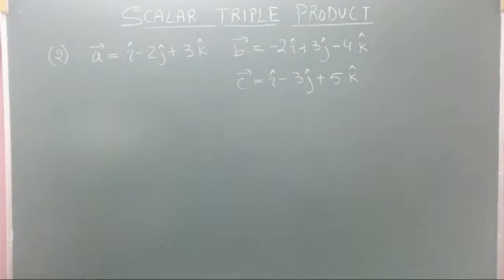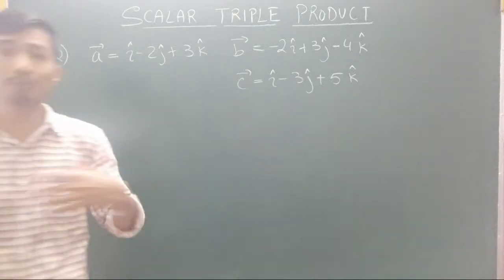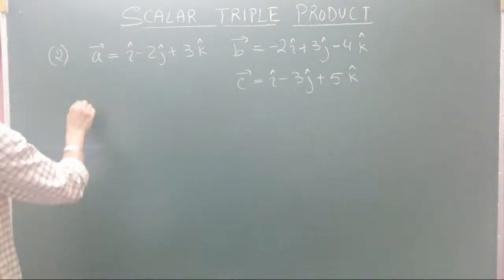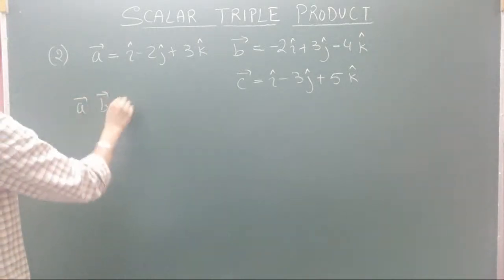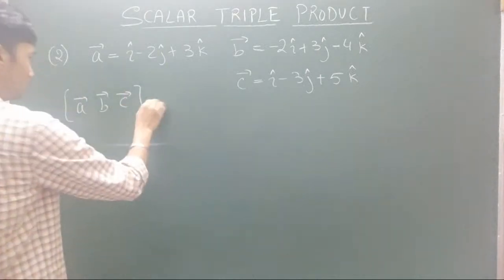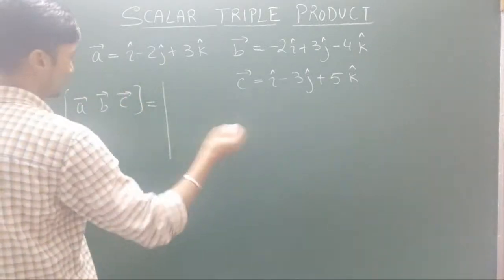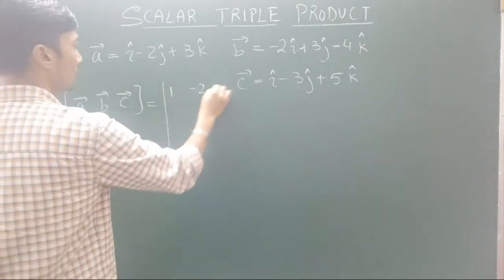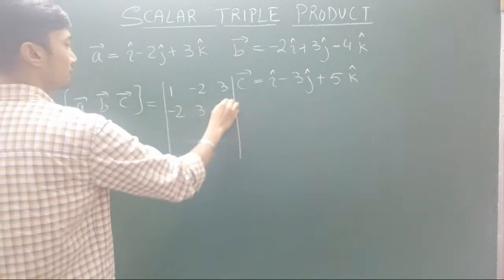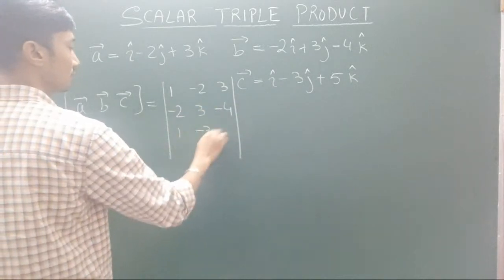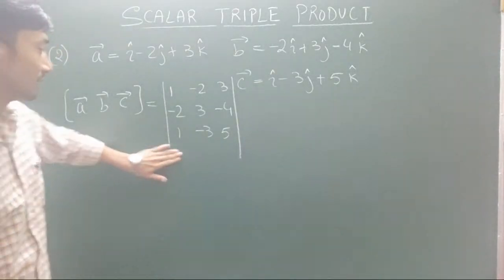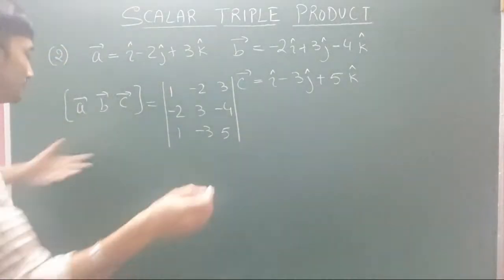Okay, the second question is, show that the vectors are coplanar. Show that these three given vectors are coplanar. So how do we know that? We'll have to find out the scalar triple product. If it turns out to be 0, then we can verify that they are coplanar. So we'll have to get the scalar triple product and check.